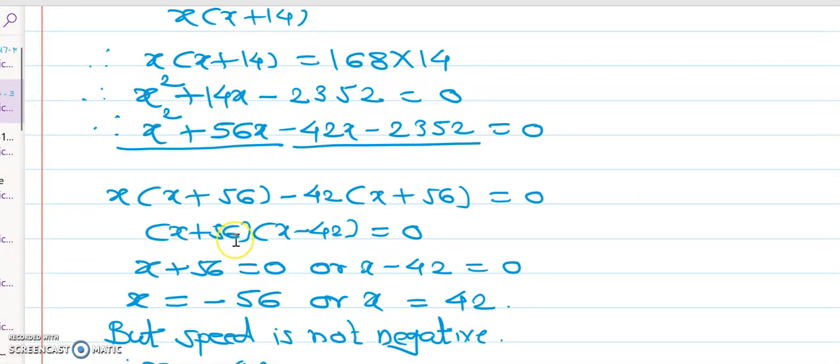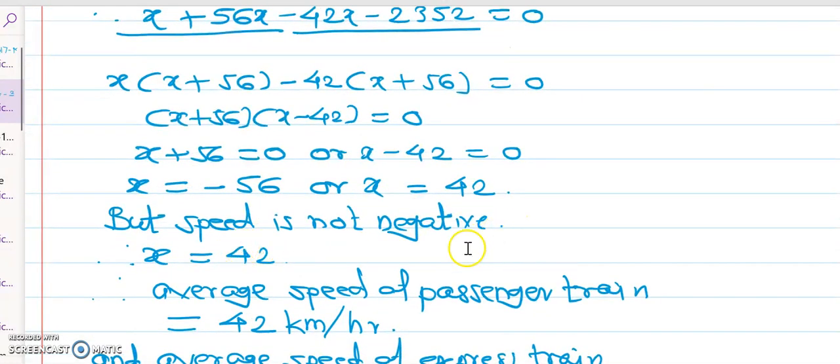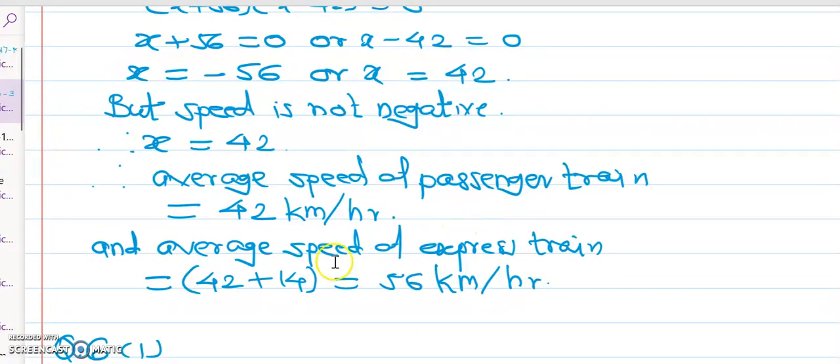Then you are getting x plus 56 in the first bracket and x minus 42 in the second bracket, equal to 0. Therefore x plus 56 equals 0 or x minus 42 equals 0. Therefore x equals minus 56 or x equals 42. But the speed is not negative. Therefore x equals 42. Therefore the speed of the passenger train is 42 km per hour and the speed of the express train is 42 plus 14, that is 56 km per hour.